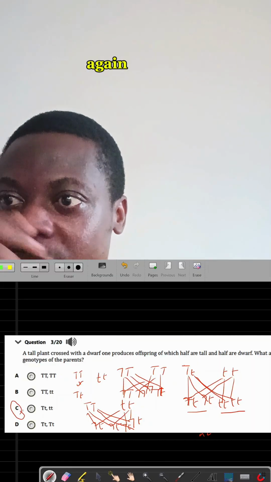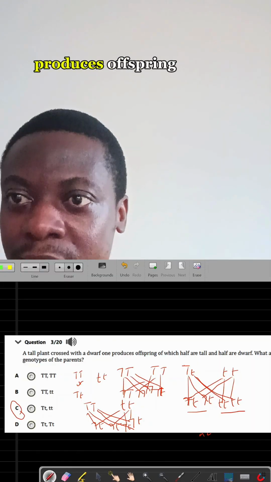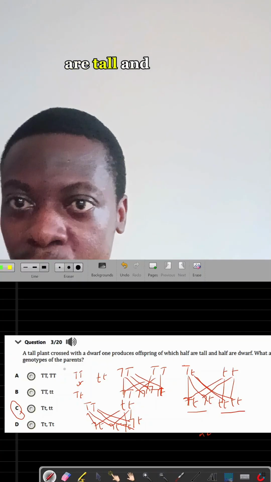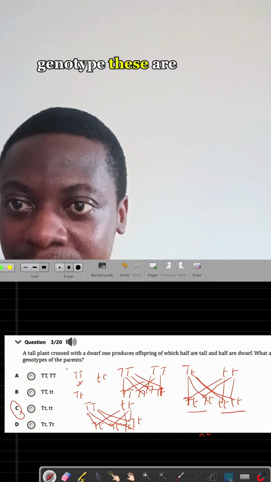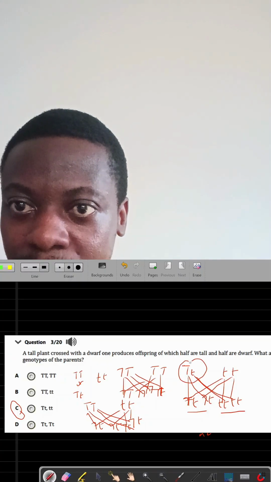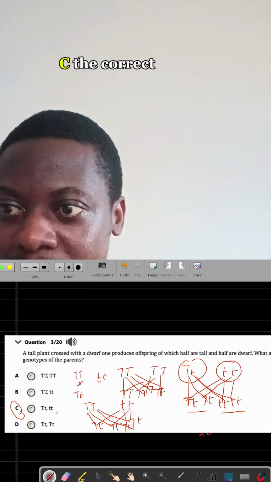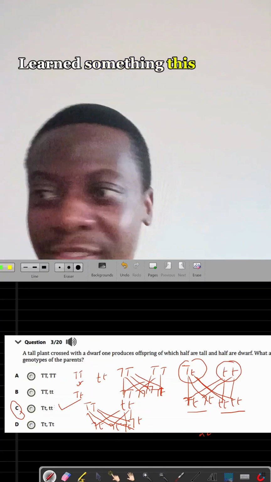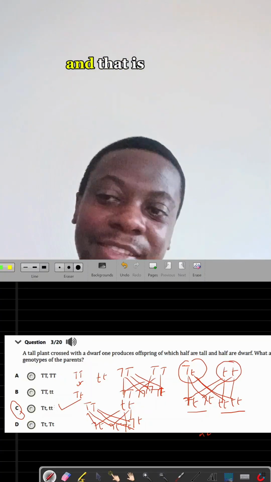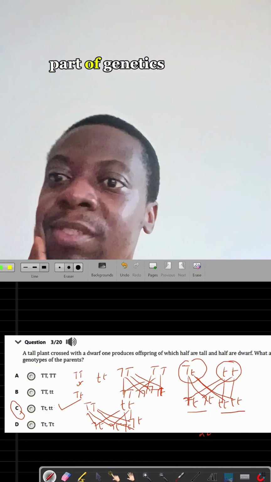Now, if you read the question again, a tall plant crossed with a dwarf one produces offspring of which half are tall and half are dwarf. What are the genotypes? These are the genotypes. And that makes C the correct answer. I hope you learned something today, and that is just the interesting part of genetics.